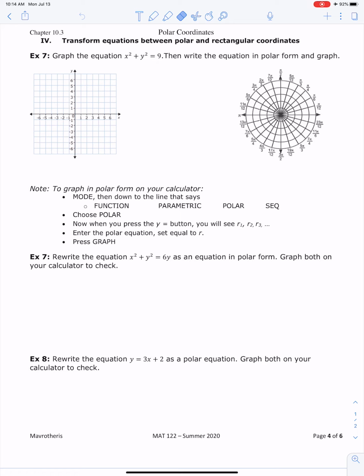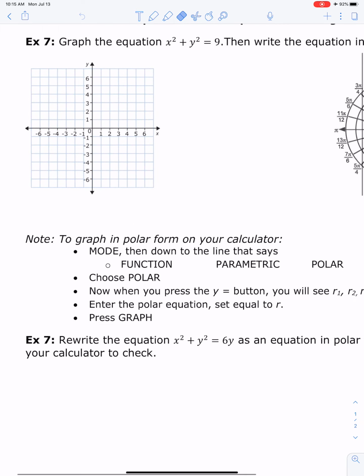We'll convert from rectangular to polar. We'll take a look at a couple of graphs, and then we can look further at the graphing calculator in another recording. So let's start with example 7. We want to graph this equation, x squared plus y squared equals 9. Hopefully you remember from college algebra looking at it like this: x squared plus y squared equals 3 squared. We know that is a circle.